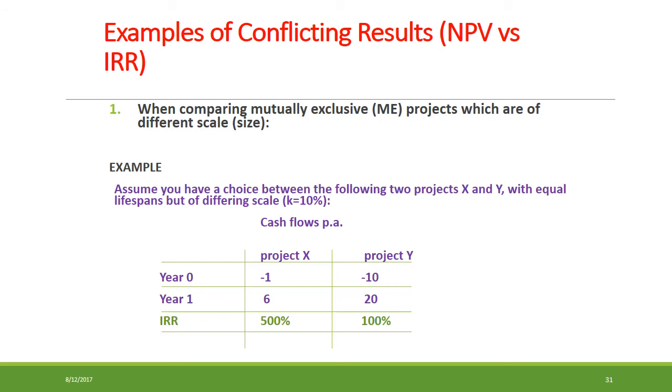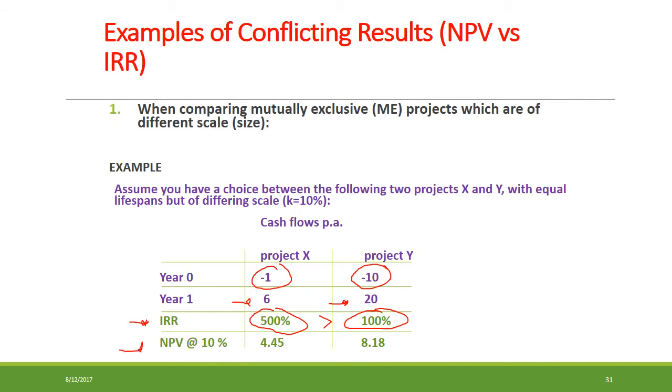In this example, we have two projects, Project X and Project Y. With Project X, we invest $1 today and we expect to get $6 back in year one. With Project Y, we invest $10 today and we get $20 back in the future. Using the IRR method, we work out that the IRR for Project X is 500%. The IRR for Project Y is only 100%. So using the IRR method, we would pick Project X.